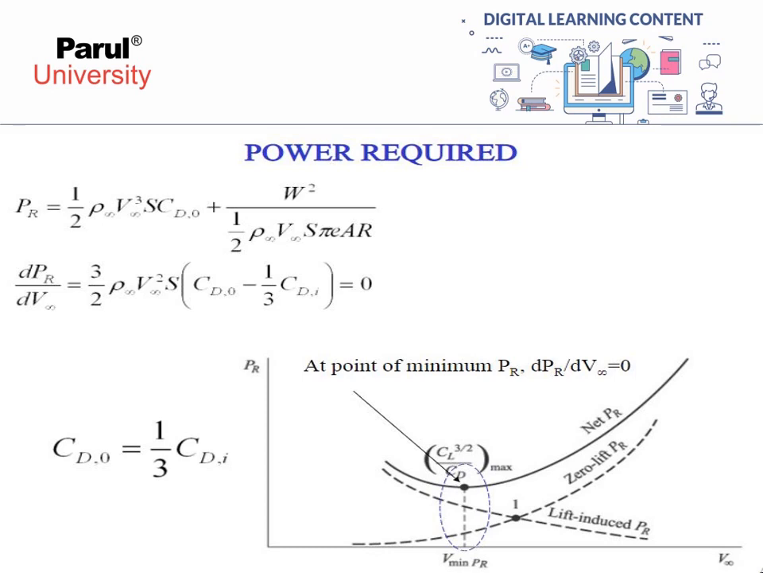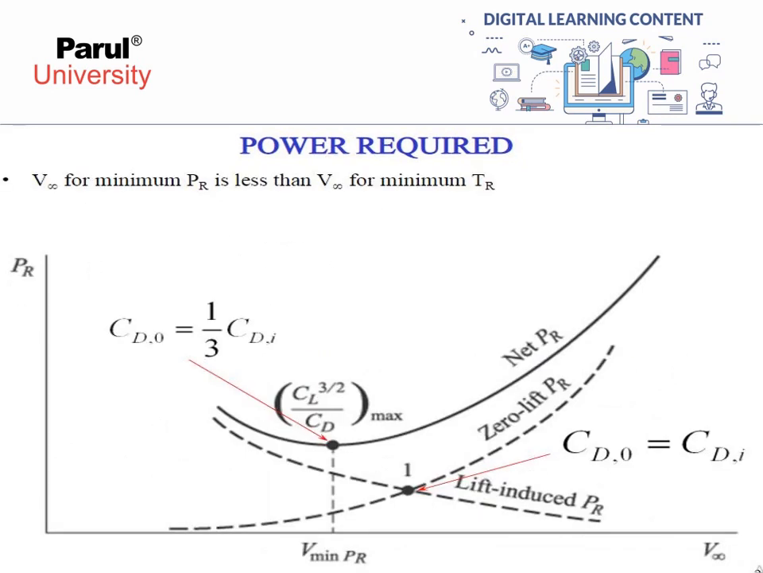Then at the corresponding point of minimum power required, you will get the corresponding velocity for minimum power required, and the aerodynamic condition is CD naught equal to 1 upon 3 CDI. It also depends on CL: for minimum power required, CL to the power 3 by 2 upon CD is maximum. Right? Okay, now we can go to the next.